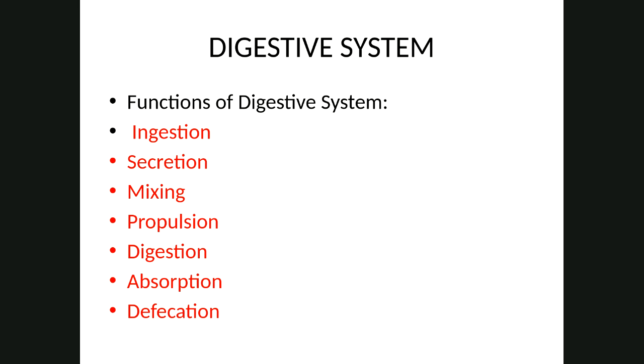Okay, so the function of the digestive system is manifold, right? It's ingestion, secretion, mixing of food, propulsion through the esophagus, then the stomach, then the duodenum, then the small intestine, then the large intestine, the digestion of food, the absorption of nutrients, and then what you don't need is defecation.